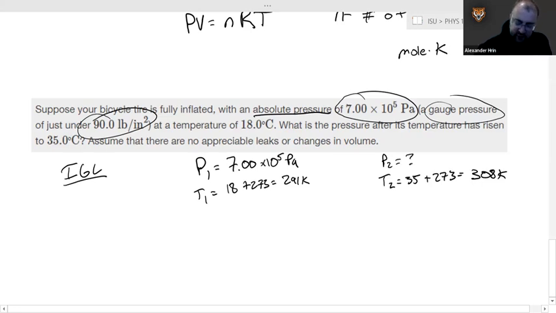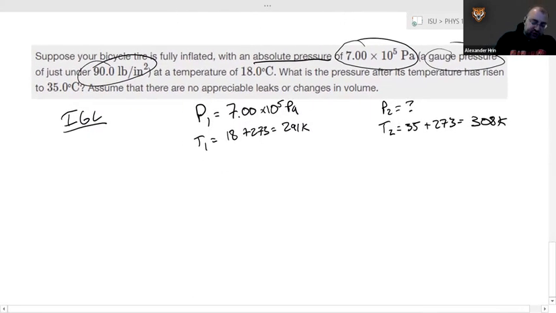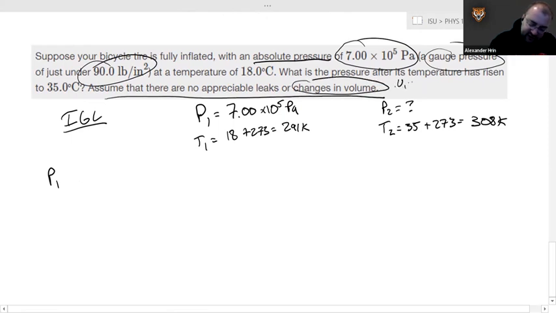Now, if formulating it this way, you might realize that what you want to use is the Gay-Lussac law. However, I'm going to show it to you with the ideal gas law and just show you the problem. So if we wanted to do this, we would have P1. Oh, also it says no appreciable leaks or changes in volume. So this is saying that V1 equals V2. And this is saying that N1 equals N2. So you're not losing any of the air molecules.